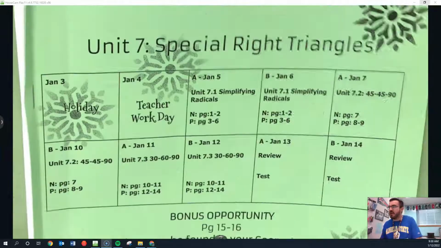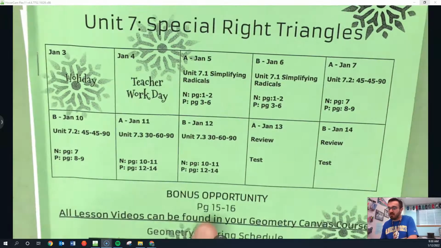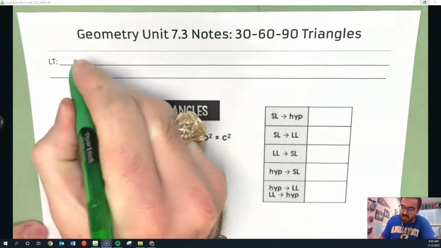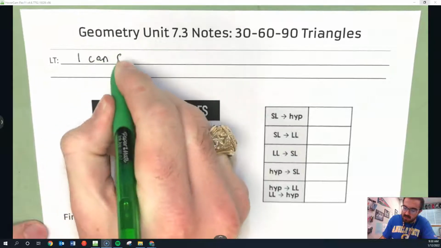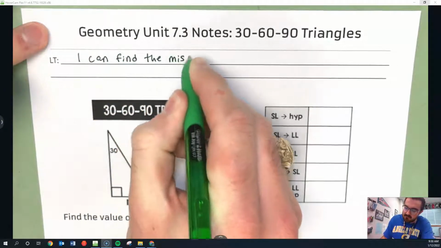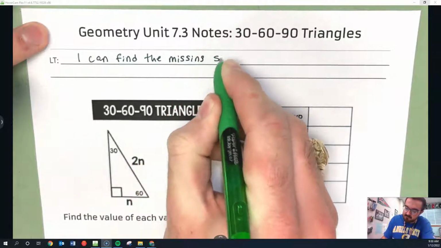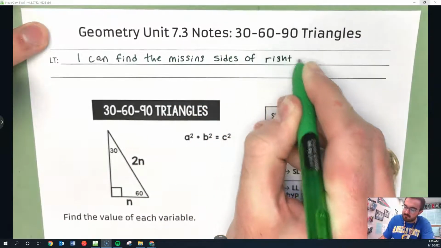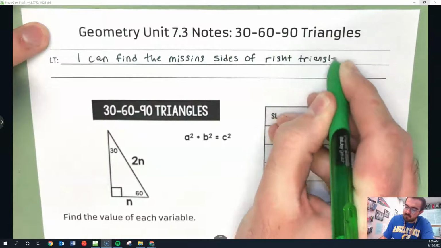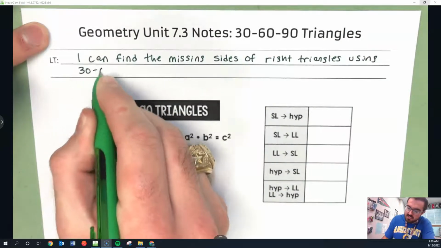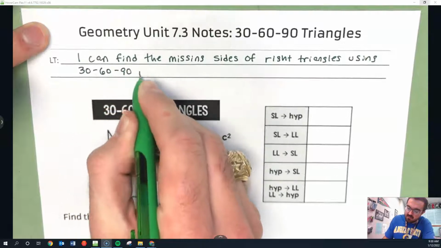We are still in this packet. We're going to be on pages 10 through 11. Today's learning target is I can find the missing sides of right triangles using 30, 60, 90 properties.